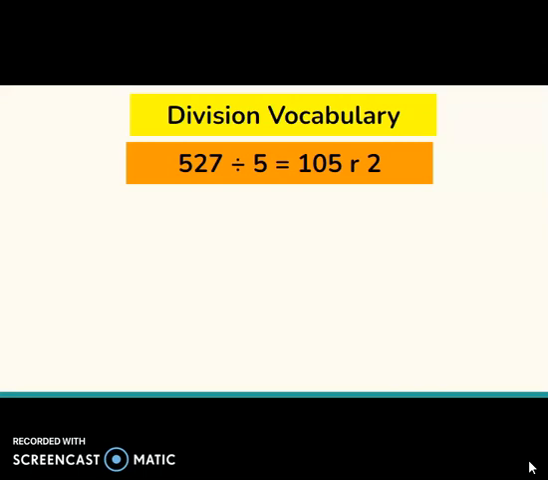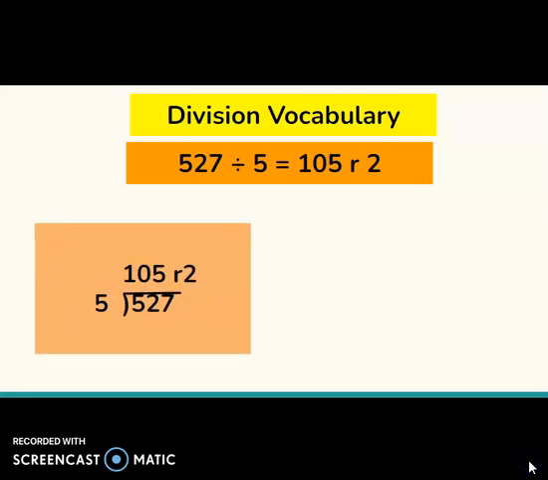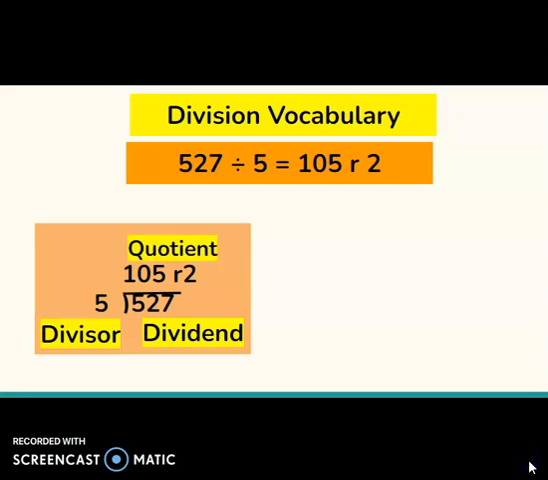Let's see how this division fact will look if we solve it using the short division method. So this is how it will look. Here the number 5 is the divisor. It's a number by which another number is to be divided. Next we have 527. It is the dividend. It's a number to be divided by another number. Next we have 105, that is the quotient. It is the result obtained by dividing one quantity by another.